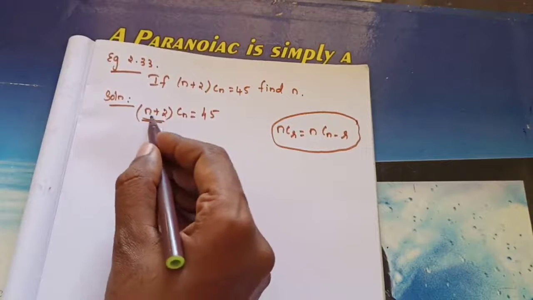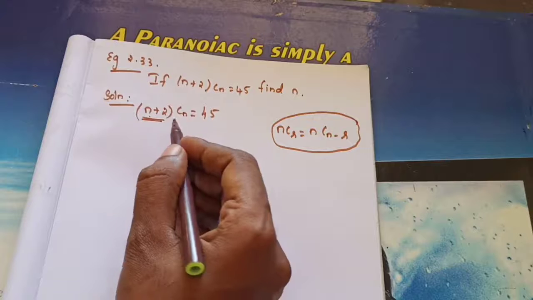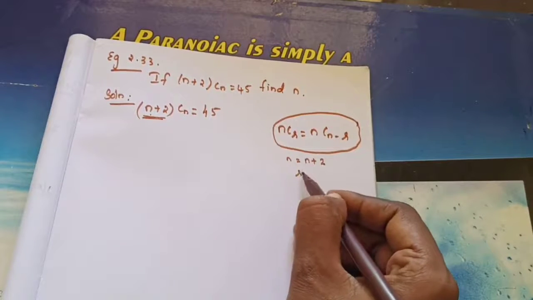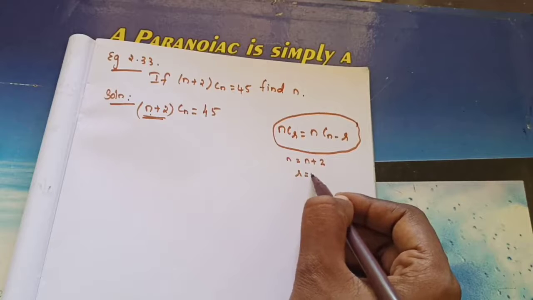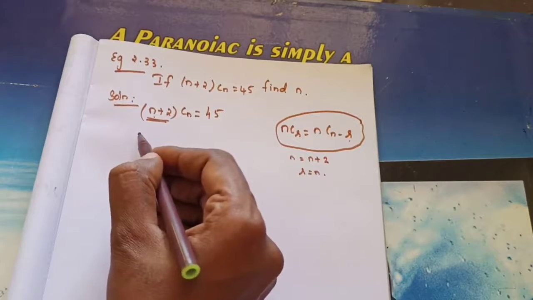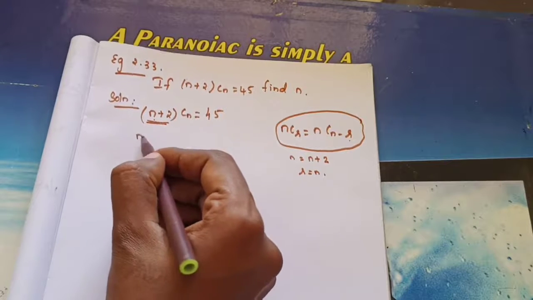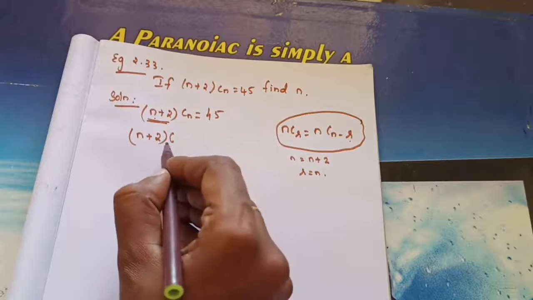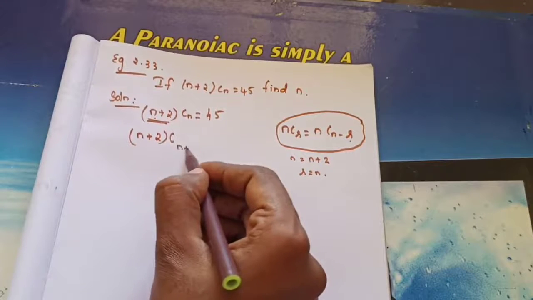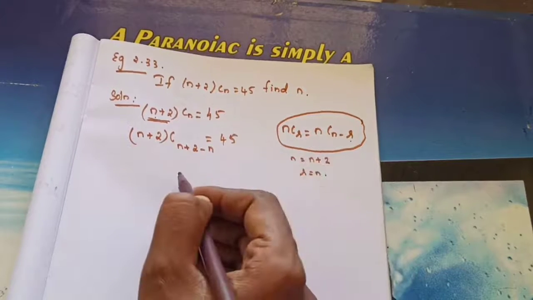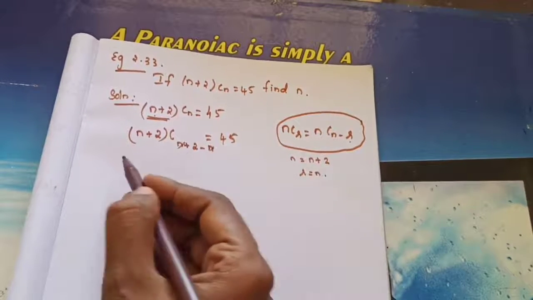Now it is in the form of nCr. In the place of n, n plus 2 is there. In the place of r, n is there. So we are going to substitute here. So nCr is equal to nC(n minus r), so n value is n plus 2, C(n minus r), is it right? So n plus 2 C(n plus 2 minus n) equal to 45. So using this formula, this n and n will get cancelled.